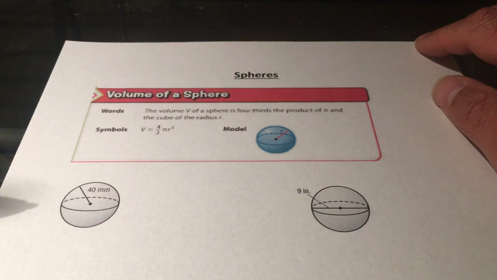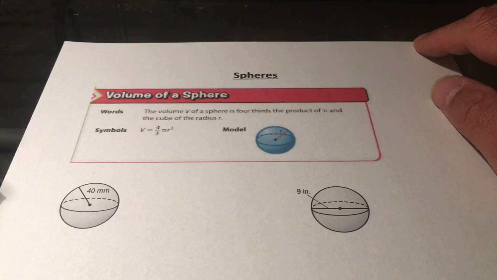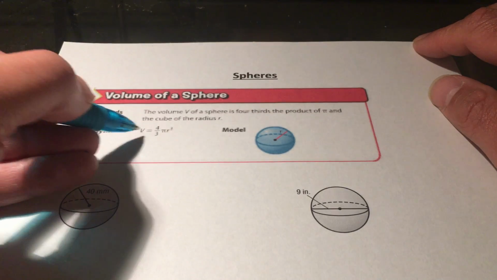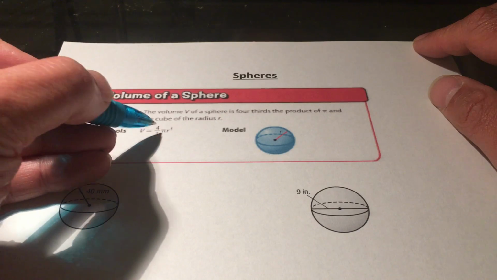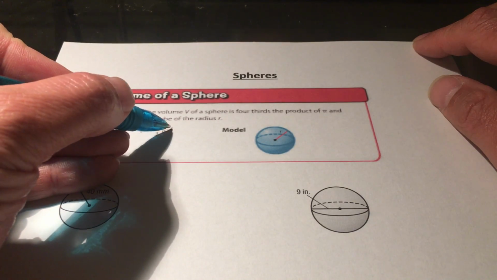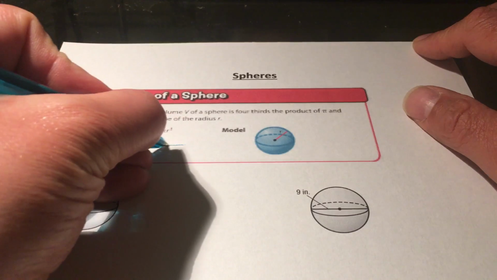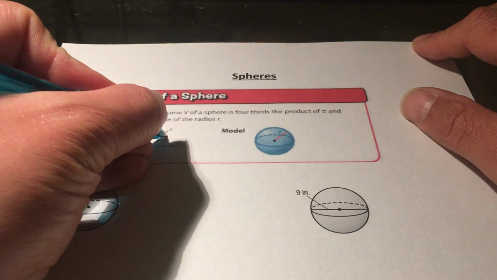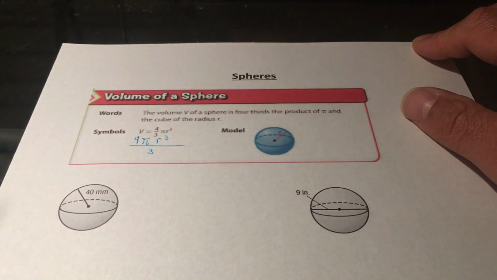In this video, we're going to be looking at finding the volume of a sphere. The volume of a sphere is given by a formula. The formula is that the volume equals 4/3 times pi times the radius cubed. We could also put it as 4 pi times the radius cubed over 3.